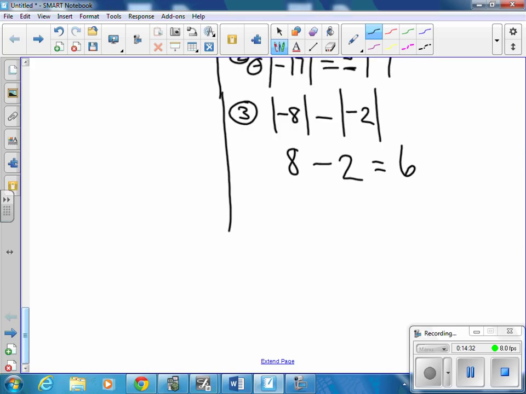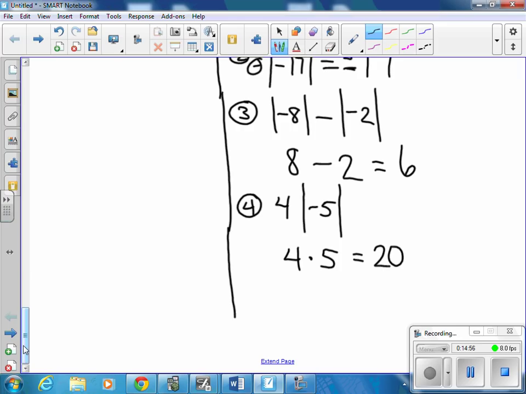And then let me show you one that involves multiplication, just so you can see that you can still do this too. If I have 4 times the absolute value of -5, in absolute value bars, you cannot multiply first. You have got to do the absolute value first. So it's going to stay 4 times the absolute value of -5, which is +5. So now 4 times 5 is 20. So that's your final answer.